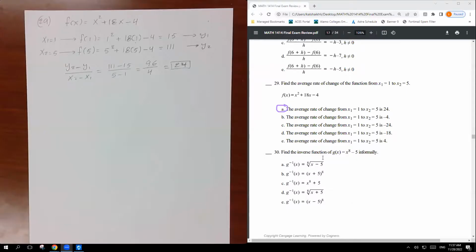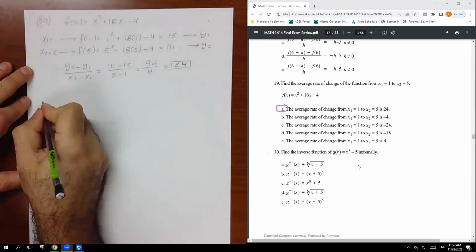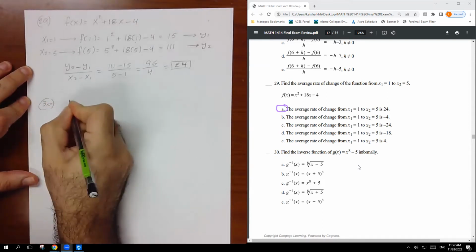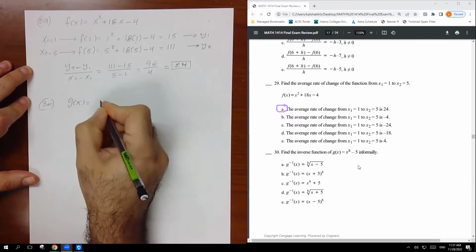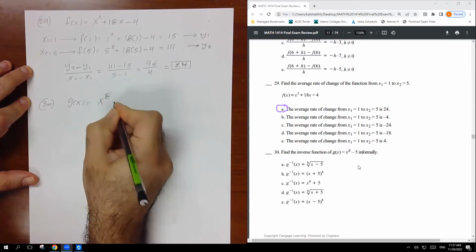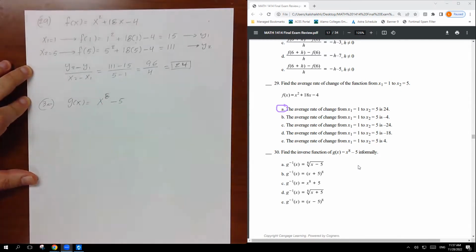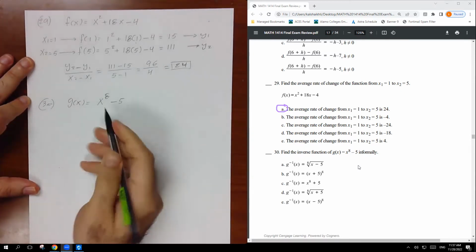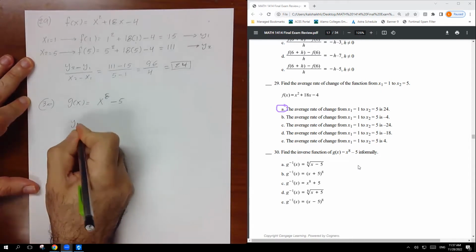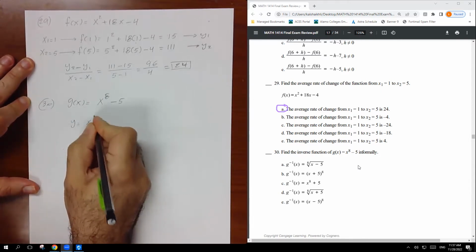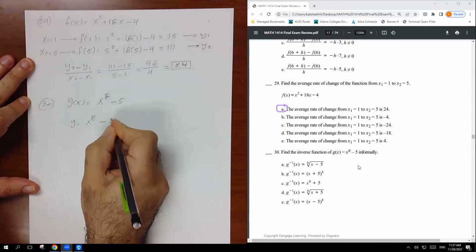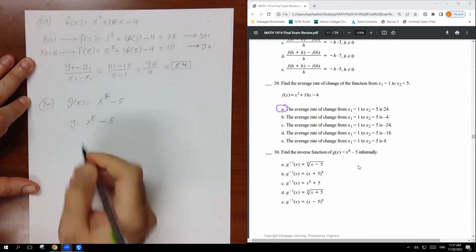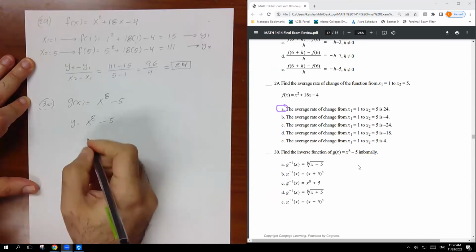For 30, find the inverse of g of x equal x to the power 8 minus 5. So for 30, we have g of x equal x to the power 8 minus 5. So the first thing we need to do to find the inverse is this: y equals x to the power 8 minus 5. I'm going to solve it for x. Keep the x by itself on this side and move everything to the other side.